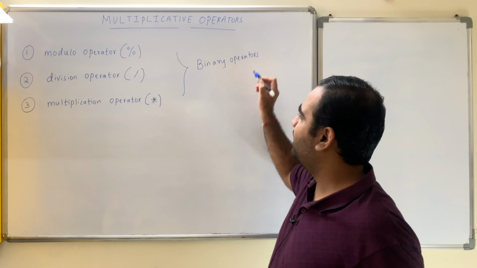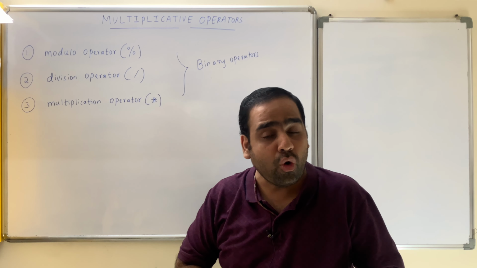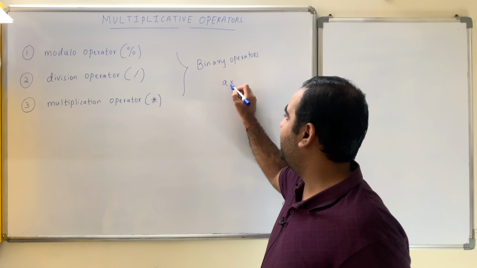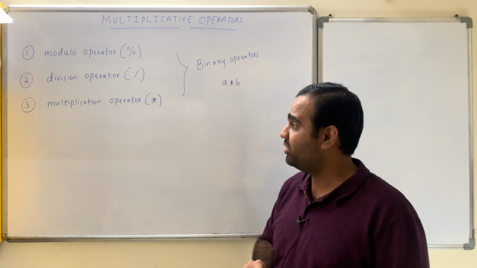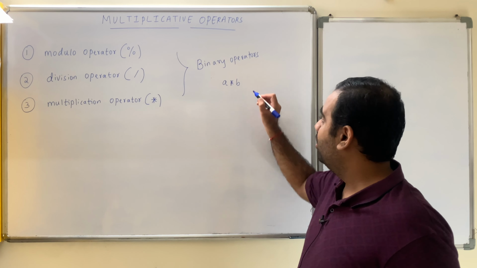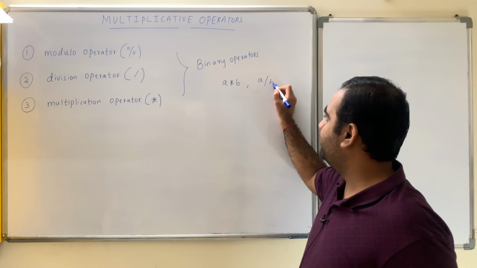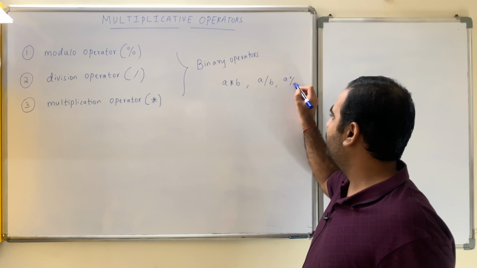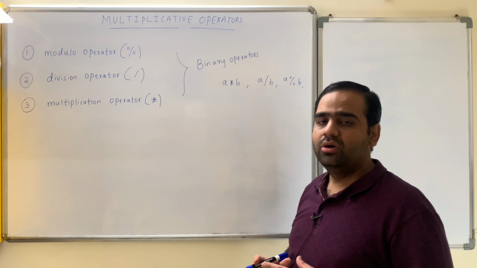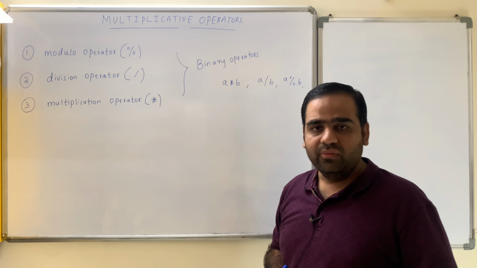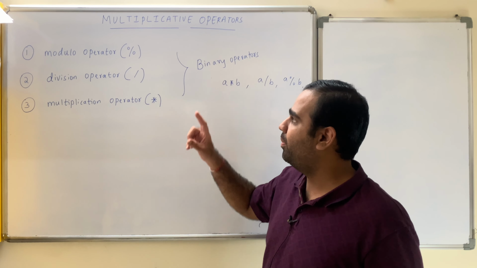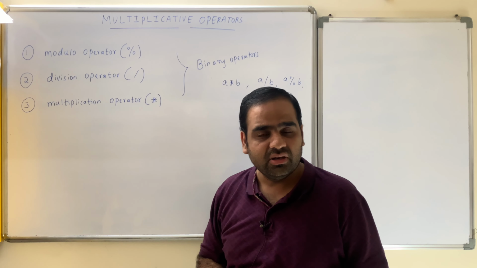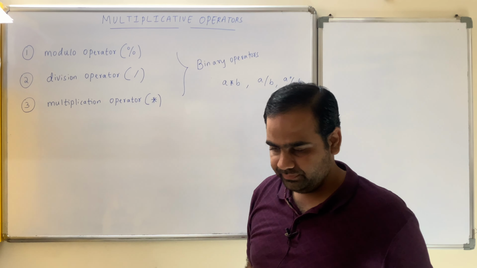Now what are binary operators? A binary operator takes two operands to give the answer. That means you would write A into B, where A and B are two operands. Or you can write A divided by B, where A and B are two operands. Or you can write A modulo B, where A and B are two operands. Now let us discuss each of these operators, modulo, division and multiplication, in detail.